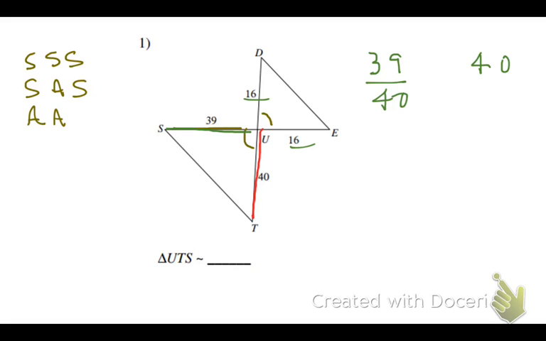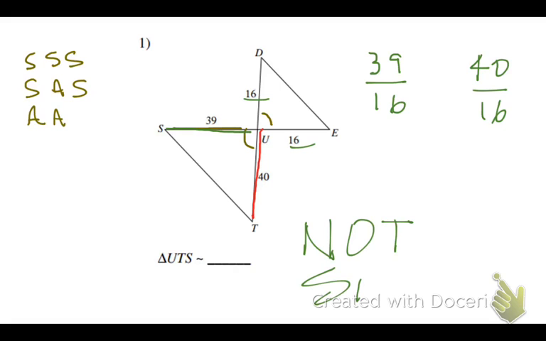So I made a mistake there. What I really meant to write was 39 over 16 would have to equal 40 over 16. And if you use your calculator, crunch those out, they're not the same. They're close to the same, but they're not the same. So these triangles are not similar. So not similar by any of our methods. Side, side, side, we don't even know this third side. And angle, angle won't work because we don't have a pair of angles. And side, angle, side doesn't work because these ratios are not equal. So these triangles are not similar.